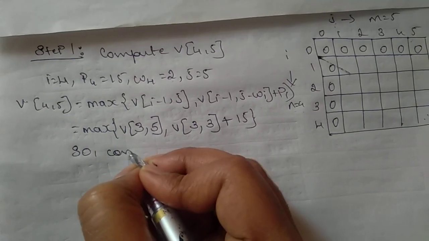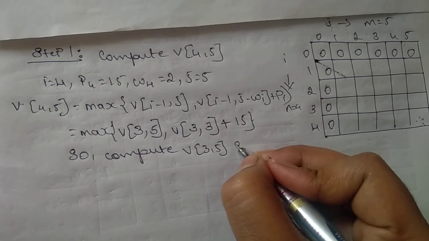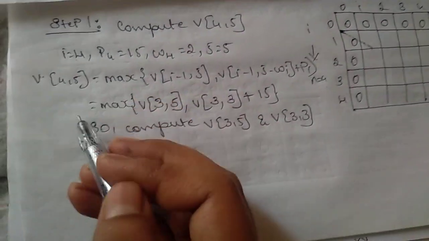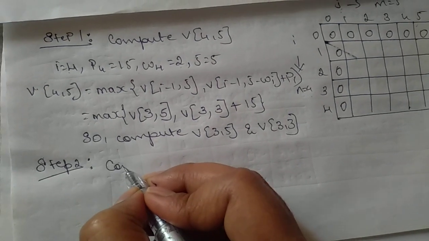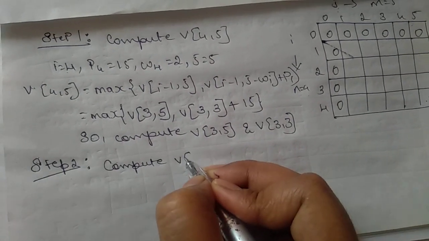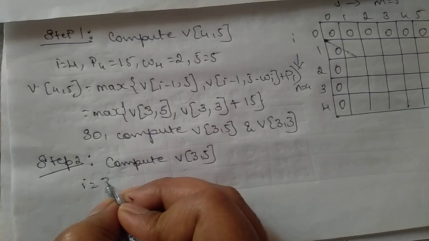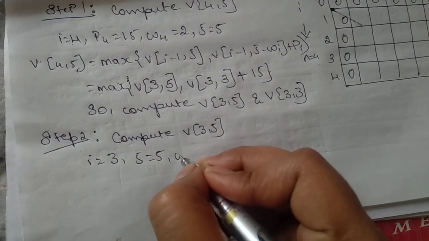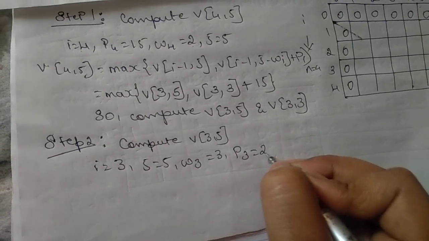So what we have to do? Compute V of 3, 5 and V of 3, 3. Next I'll go to step 2. What you have to compute? V of 3, 5 I need to compute. That is I is equals to 3, J is equals to 5. I is equals to 3 means W3 is equals to 3 and P3 is equals to 20.